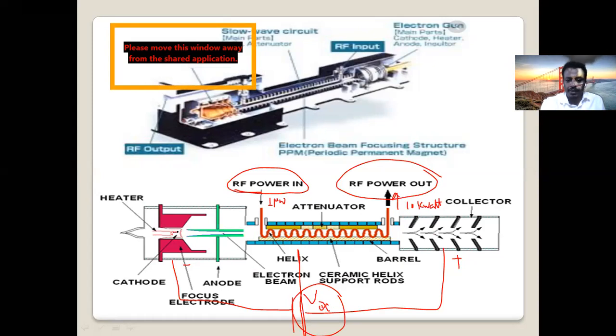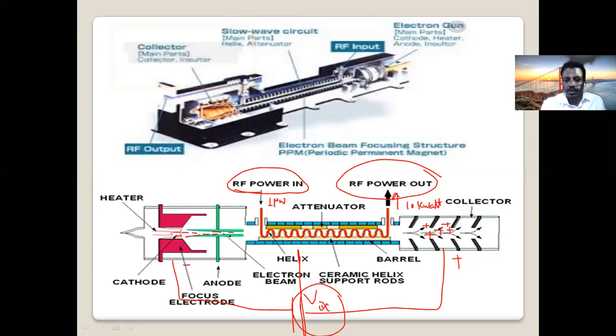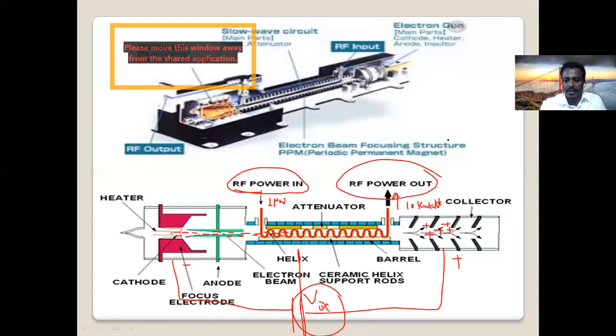Here we have the negative part, which means electrons. So electrons, negative charge. This collector is positive charge. So as you know, negative charge is attracted by positive charge. So these electrons start to move, focused, and start to flow through this helix structure. The helix structure, as you can see here. Okay, so this is RF out. Here we have RF in. Okay, here is the electron gun, which generates these electrons.